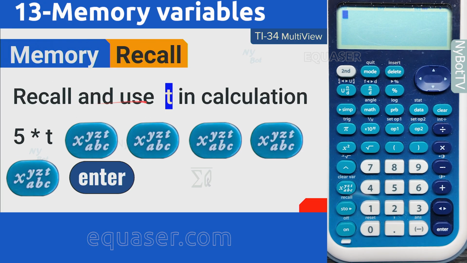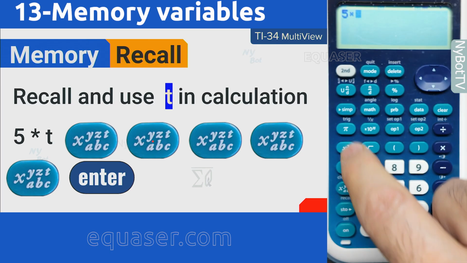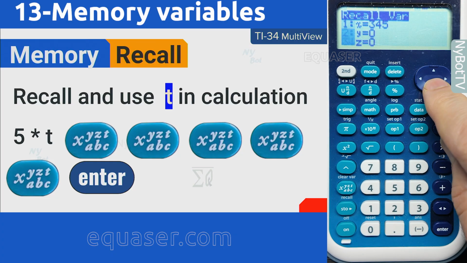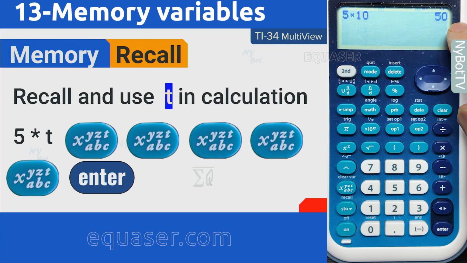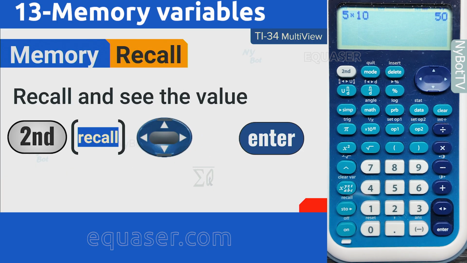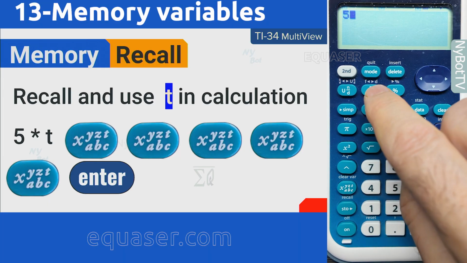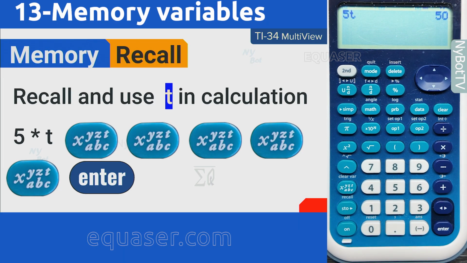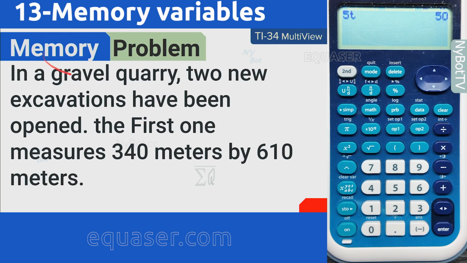Now recall and use T in your calculation, 5 times, and we can use second function recall and T, 4. Or you can use this way, 5 and then A, B, C, D until T, 5T, evaluate it. Very simple. Now here is a problem using memory.